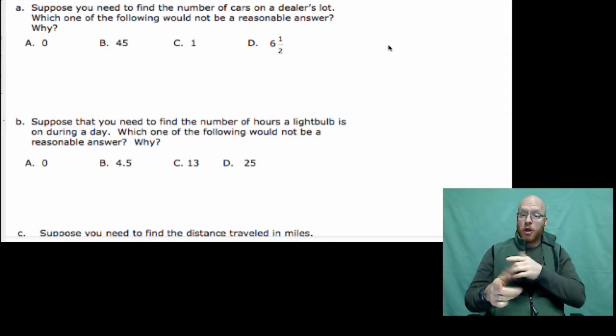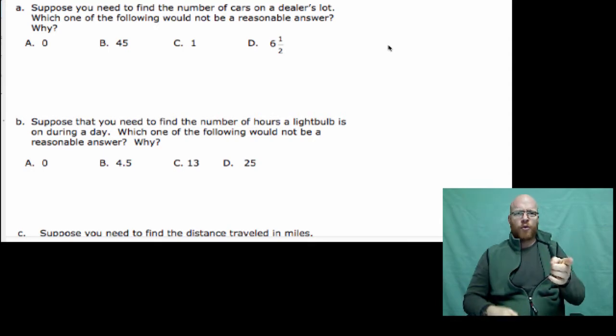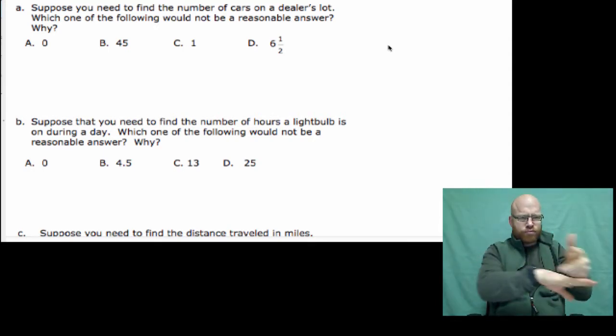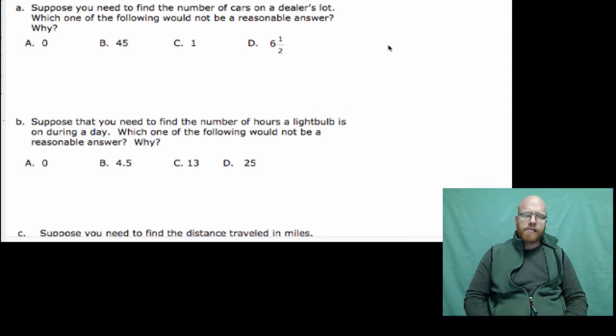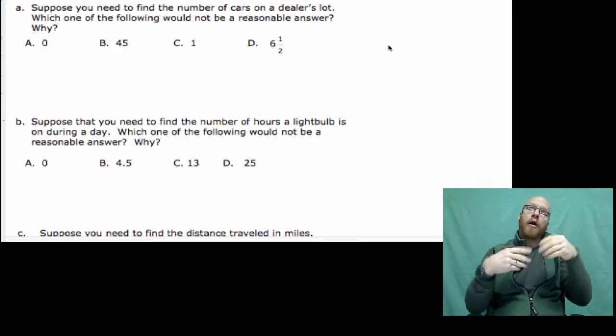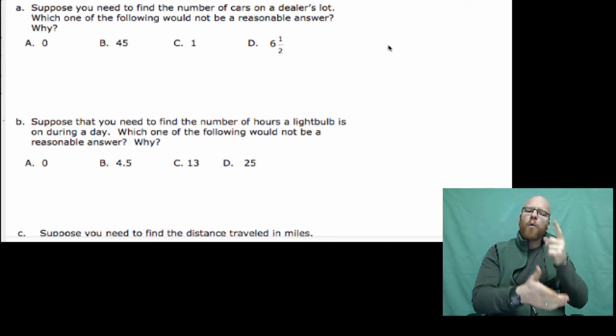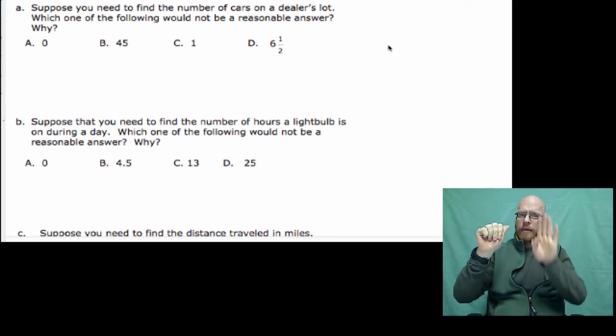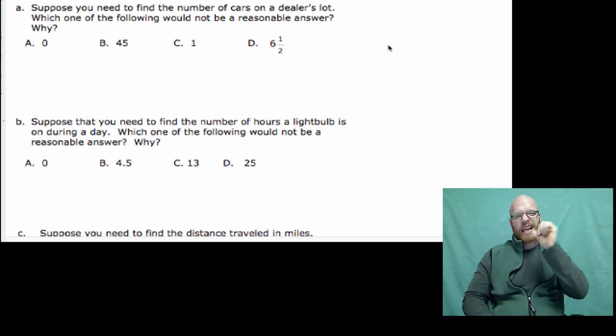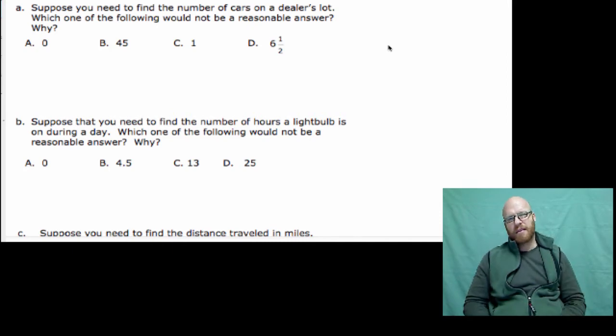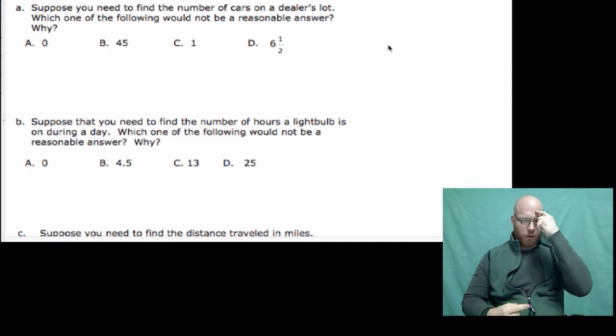A. Suppose the problem is, we're discussing cars on a car dealer's lot. How many cars could there be on their lot? So if I think of how many cars they may have on their lot, which of these, A, B, C, or D, is not possible? Well, I'll give you a minute to think about this.